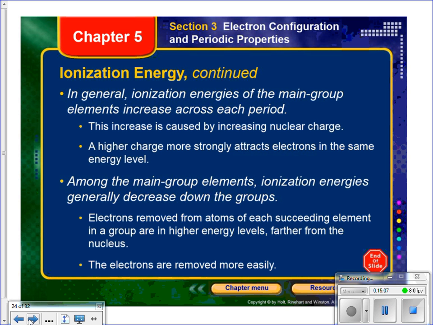As we go down the periodic table, our ionization energy is going to decrease. So as we add rings, as we add energy levels to our atom, it's moving the electrons further away. So the nucleus doesn't have as much control of those electrons the further they are away. So now it's easier to pull those electrons off that atom. So the ionization energy is going to decrease as we go down the periodic table.